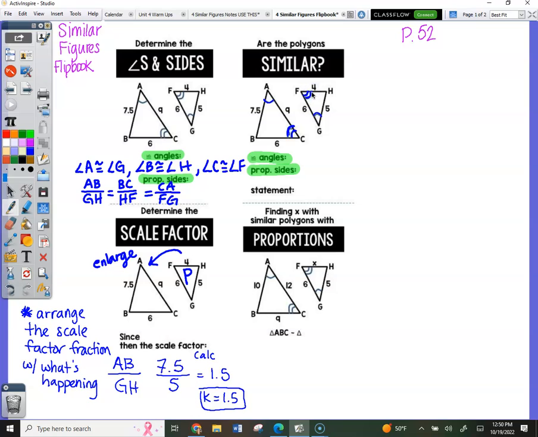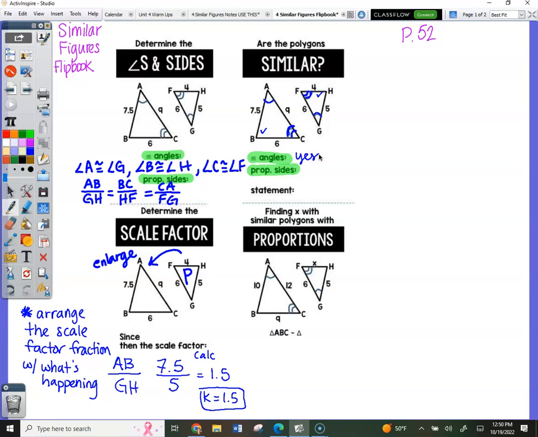How many degrees are in every triangle? 180. If two angles are congruent, by default, the third angle has to be what? 180 minus the congruent angles as well. So angle B would have to be congruent to angle H as well. So are all the angles congruent? Yes. Now you have to check all the sides.